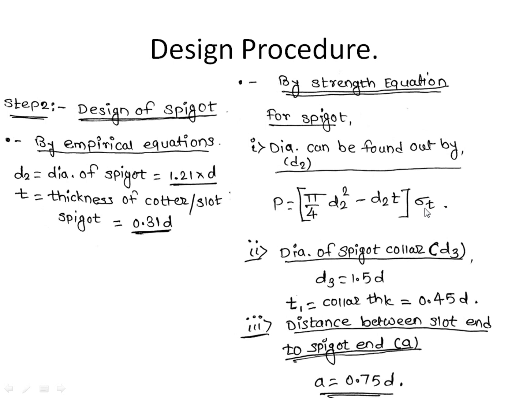So for that, you have to find the new diameter by using this equation. Next, the diameter of spigot collar can be found out by the following empirical equation, which is given as 1.5 times d, that is diameter of rod, and the thickness of collar for the spigot is taken as 0.45 times the diameter of rod. The distance between slot end to the spigot end, which is indicated by small a, is given as 0.75 times diameter of rod.